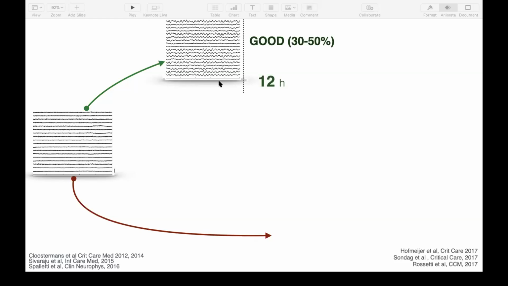And if this is observed, then the patient has a very high likelihood of a good neurological recovery. The specificity of this observation is close to 100%, and the sensitivity is about 50%. So we can reliably identify patients with a good neurological outcome already 12 hours after arrest.